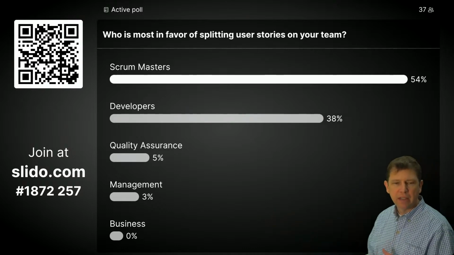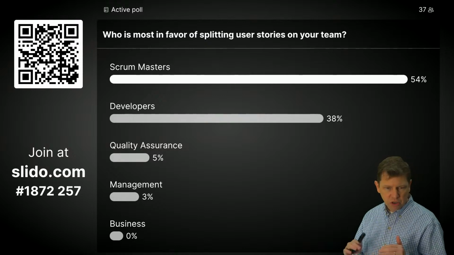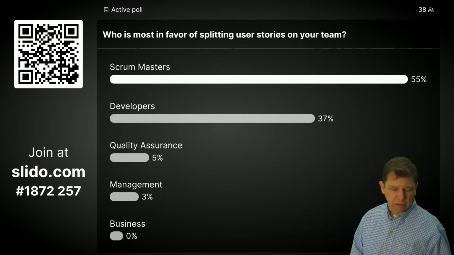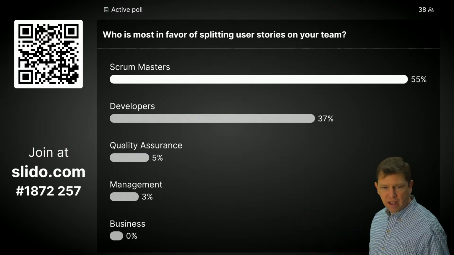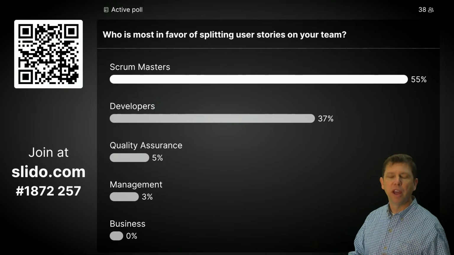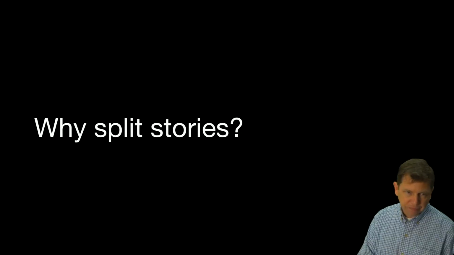Looks like most of the scrum masters are in favor of it. Quality assurance, not so much. Management, 3, and some of these management may not care as long as we're delivering stuff. And business, 0%, which may not mean that they're opposed. It may just mean that they don't care how the sausage is made.